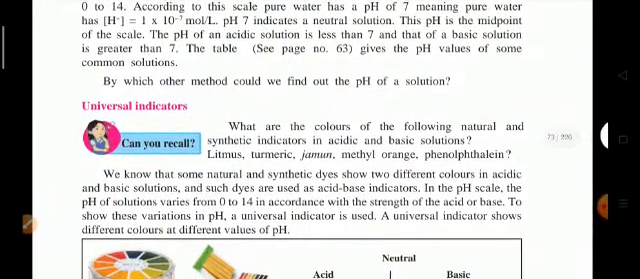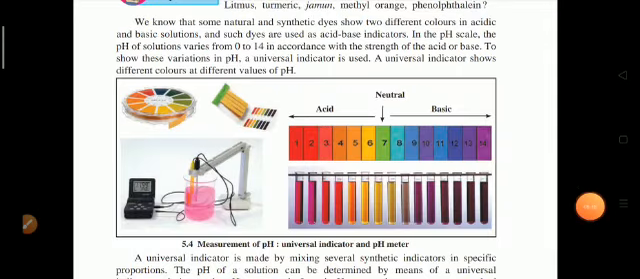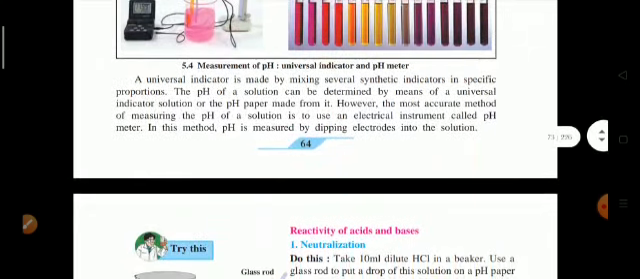What are universal indicators? We know that some natural and synthetic dyes show two different colors in acidic and basic solutions. Such dyes are used as acid-base indicators in the pH scale. The pH of solutions varies from 0 to 14 in accordance with the strength of the acid or base. To show these variations in pH, a universal indicator is used. A universal indicator shows different colors at different values of pH. Here you can see the acidic compounds designated by reddish colors, whereas the basic compounds are designated by bluish shades. Now, the further part we'll be studying in the next video.